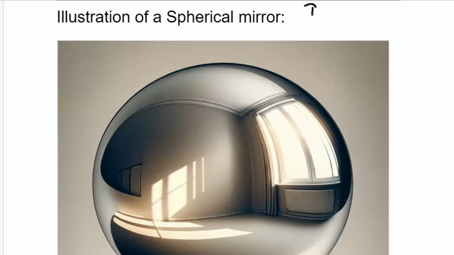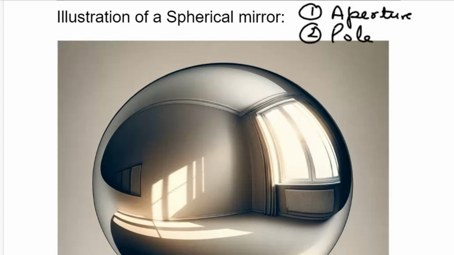The first one is aperture. Next is the pole of the mirror. What is the meaning of the pole of a spherical mirror? First we spoke about aperture. Aperture is the diameter. Here we have a concave mirror and on the left side we have a convex mirror. So this happens to be the convex mirror. Aperture is the diameter or size of the mirror.